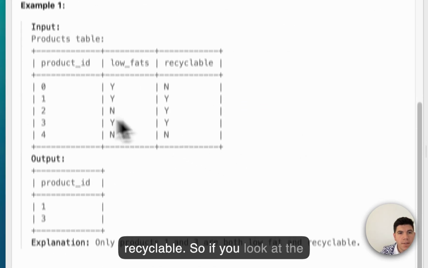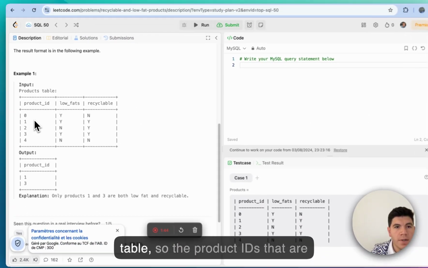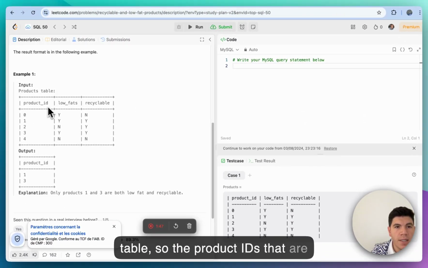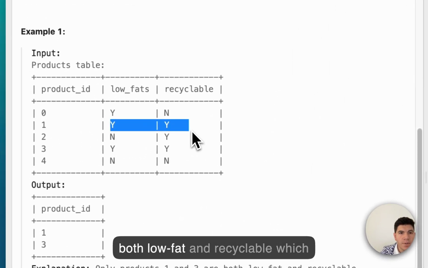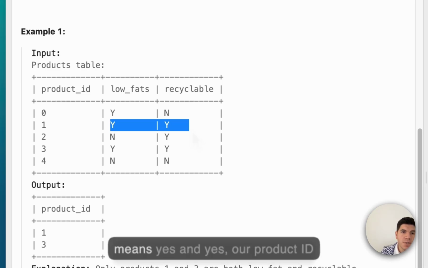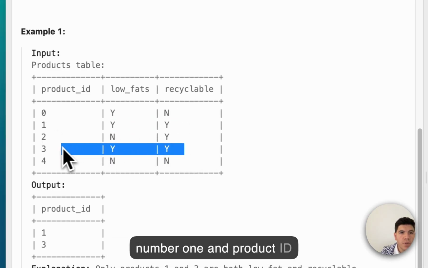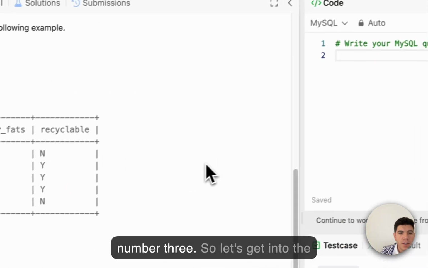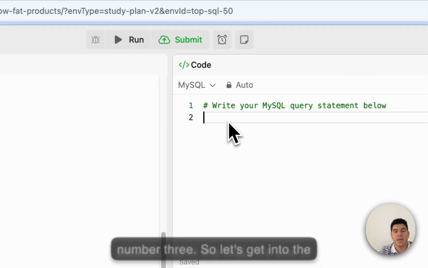So if you look at the table, the product IDs that are both low fat and recyclable, which means yes and yes, are product ID number 1 and product ID number 3. So let's get into the solution.